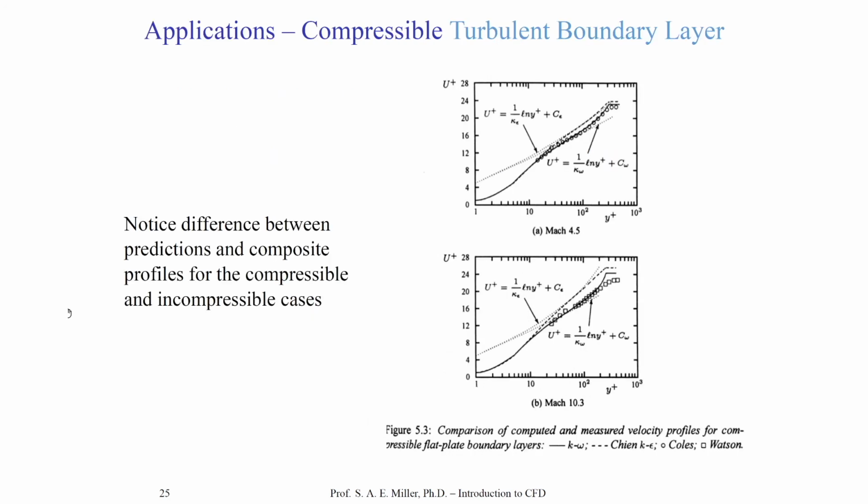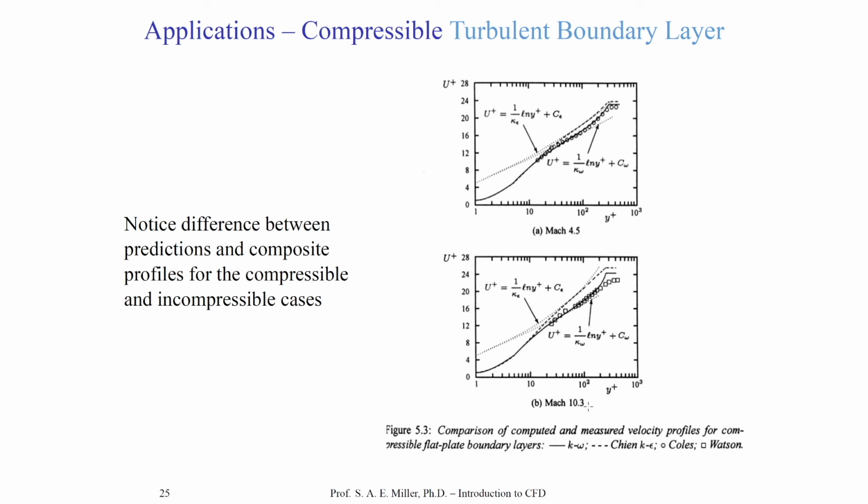Let's now look at the compressible turbulent boundary layer. There are some particular differences between the predictions and the composite profiles in the compressible and incompressible cases. Let's illustrate this now through 2 particular figures. The first figure is at Mach 4.5. The second figure is Mach 10.3. That's the incoming Mach number of the particular boundary layer and experiment. The experiments are shown as symbols, circles and squares on the 2 plots respectively. Once again, the y-axis is u plus. Remember, that's non-dimensional velocity. The x-axis, of course, is non-dimensional distance to the wall.